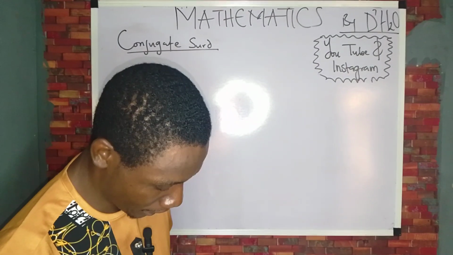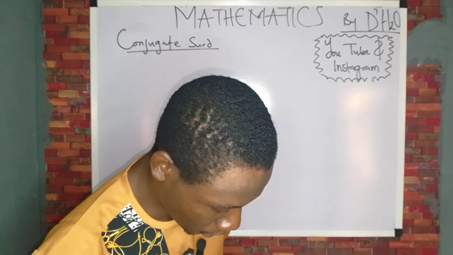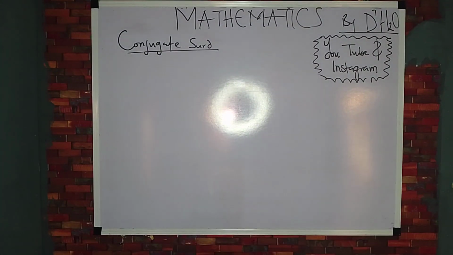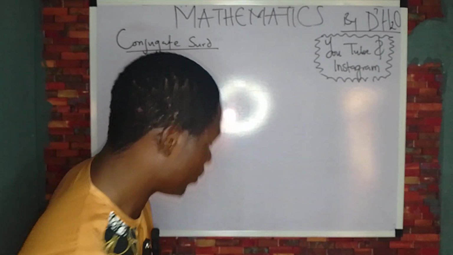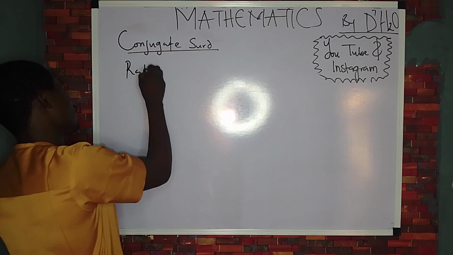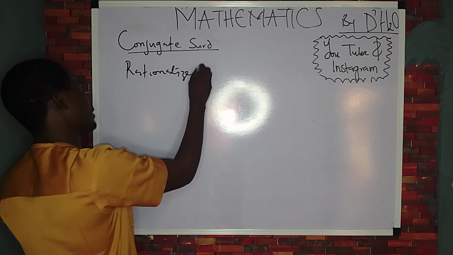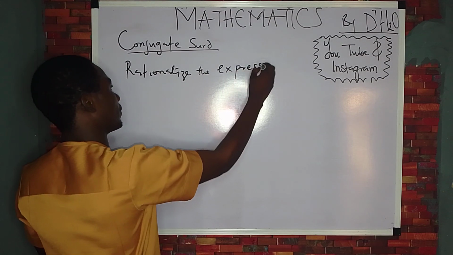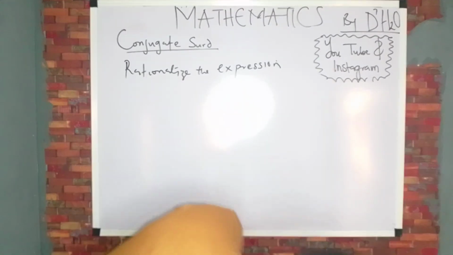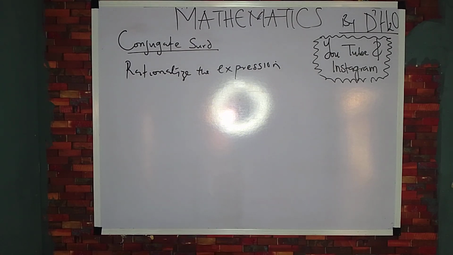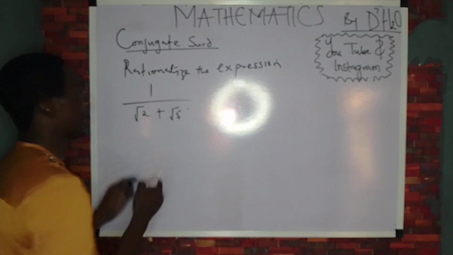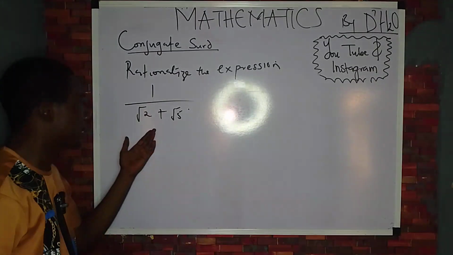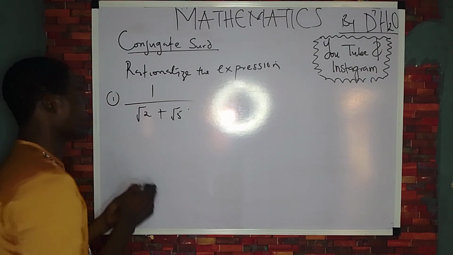Okay, I'm going to take example number 1, which is: rationalize the expression 1 over root 2 plus root 5. Rationalize the expression 1 over root 2 plus root 5. How do we simplify or rationalize it? This is example number 1.